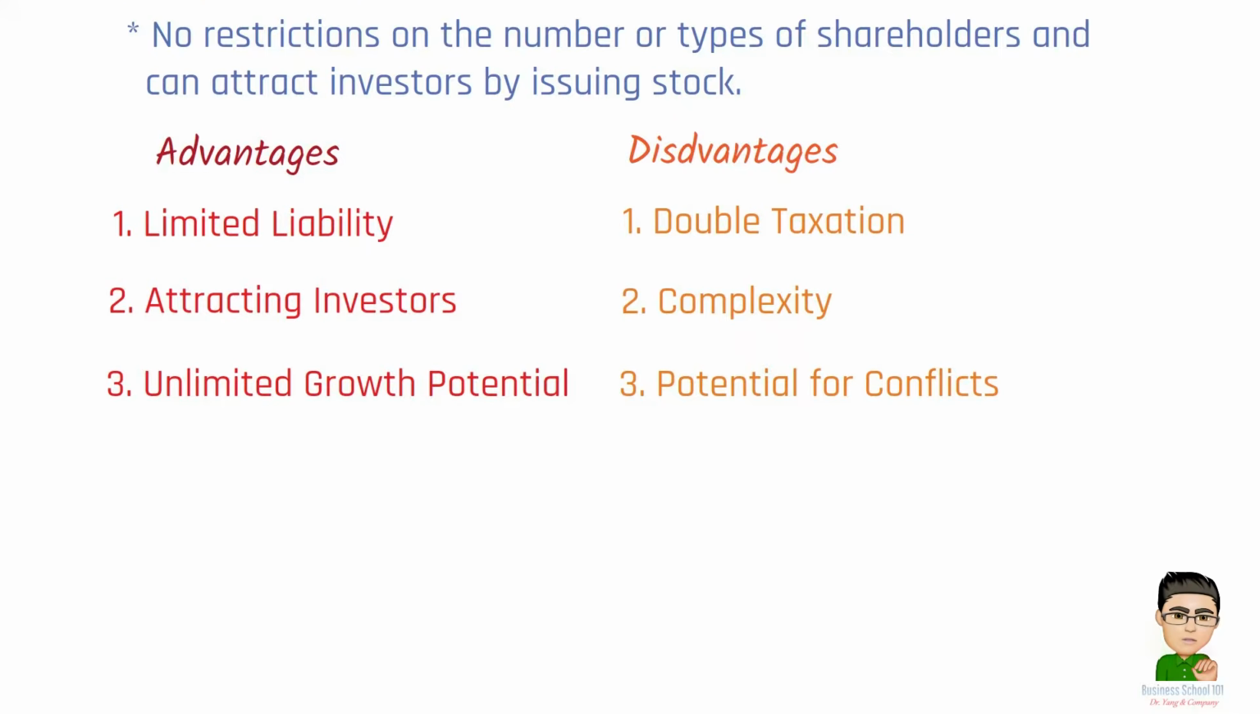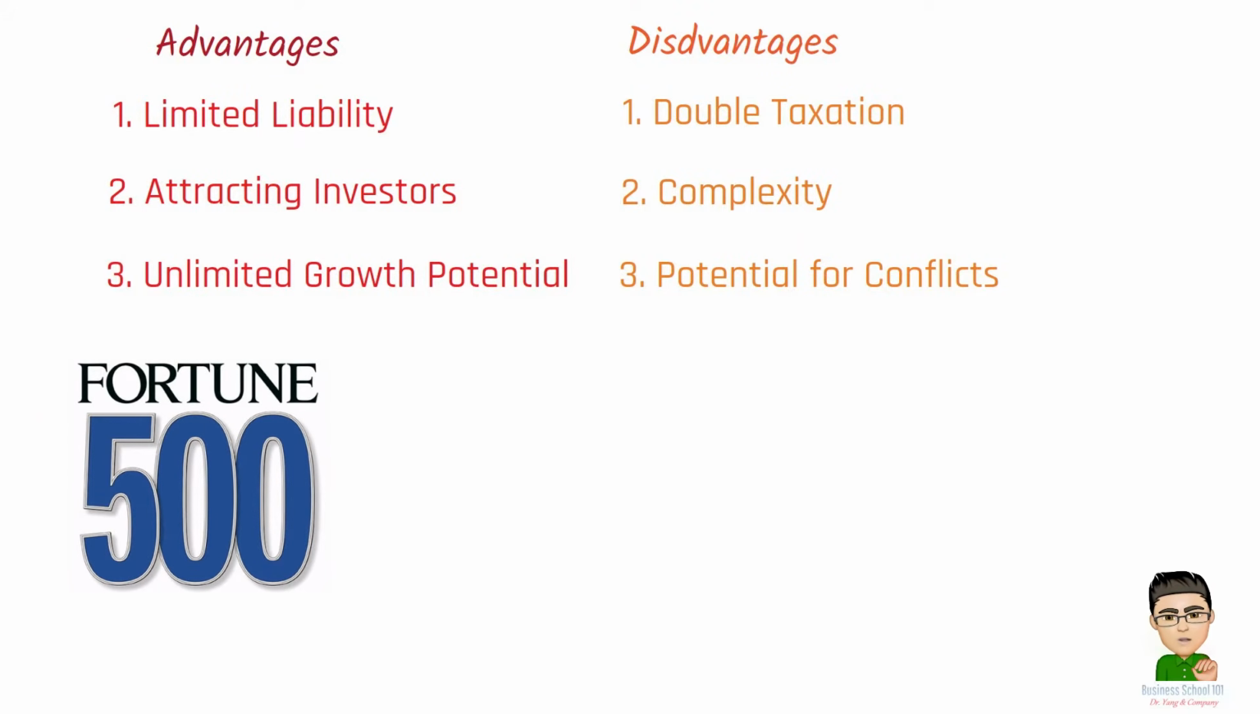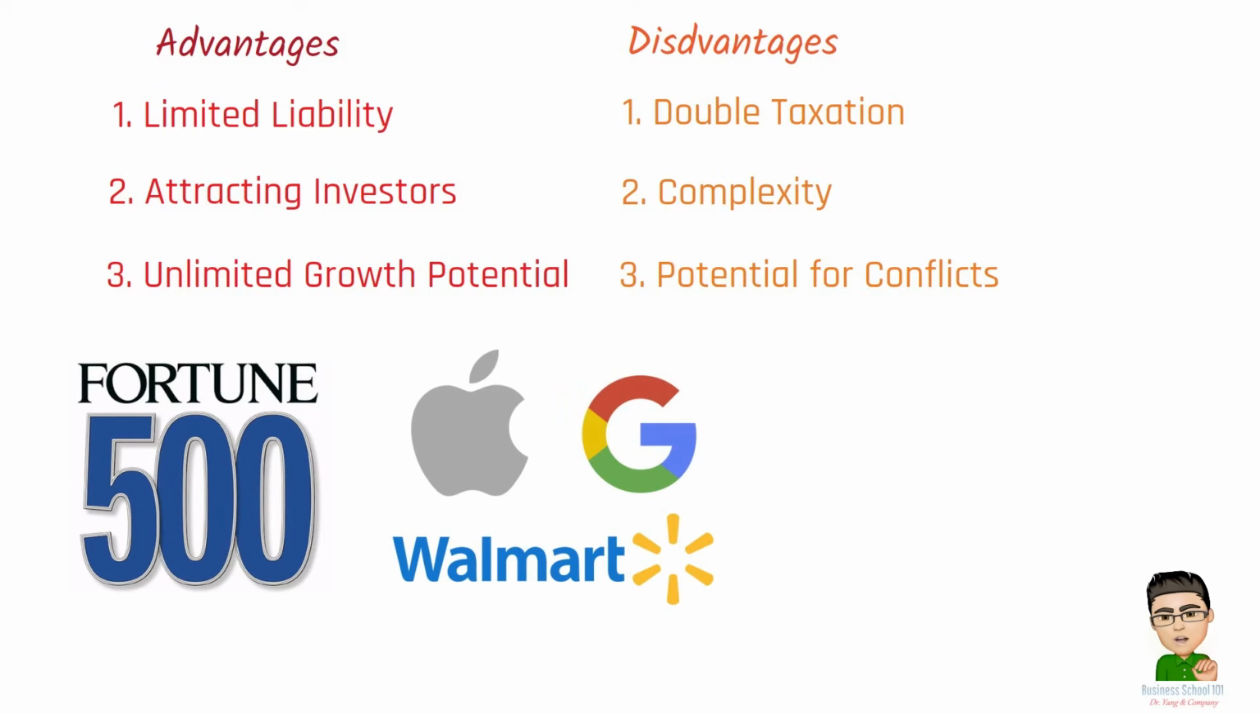Common businesses that use C corporations include: large corporations, such as Fortune 500 companies, tech companies, such as Apple, Google, retail giants, such as Walmart, Amazon, and multinational corporations.